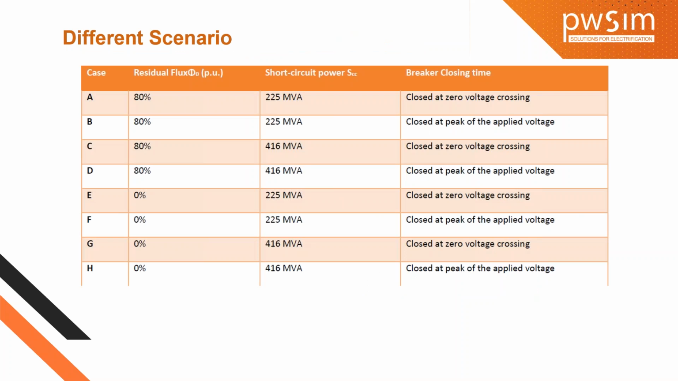And we can perform different scenarios. Normally in EMTP, detailed models of transformers are also available, like the BCTRAN model and the three-leg model. We can model the transformer in a detailed model, and we can perform different scenarios like different residual fluxes, like 0% or 80% residual flux, and different closing times of a breaker. All these different scenarios we can do.